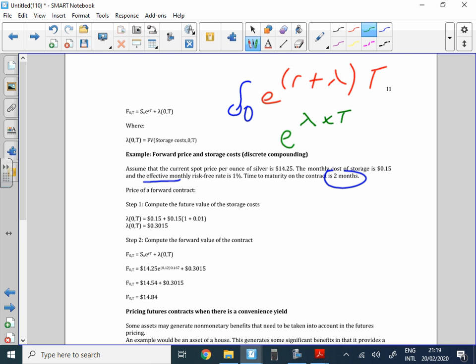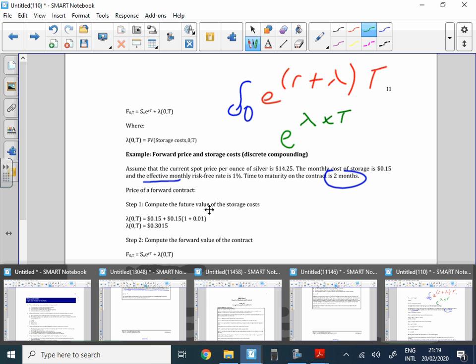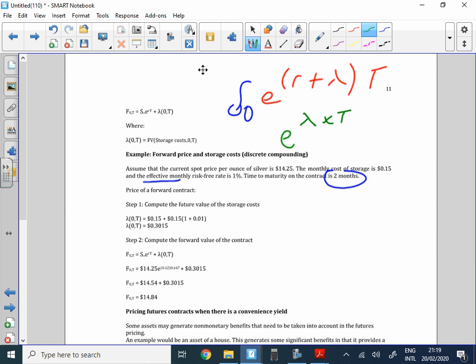Okay. Let's price the forward contract. Step number 1. My first step is to compute what, guys? The future value of storage costs. Well, it's 15 cents in month 1. It's 15 cents in month 2, but there's a 1% interest rate per month, isn't there? So I go 15 cents plus 15 cents, but the second 15 cents I'm charging you interest for. It's the next month already.